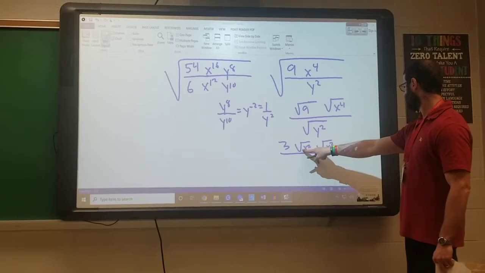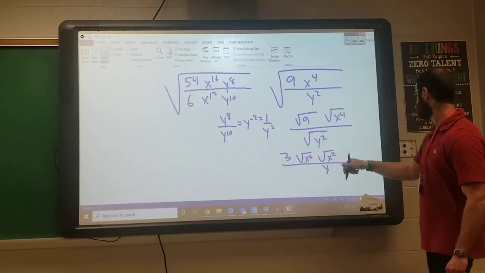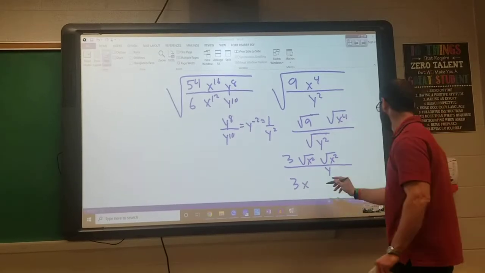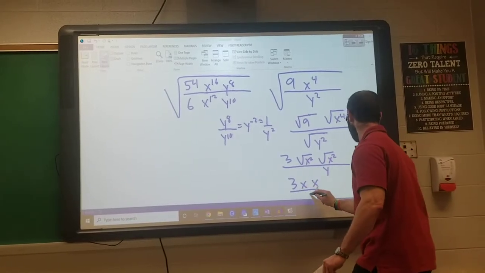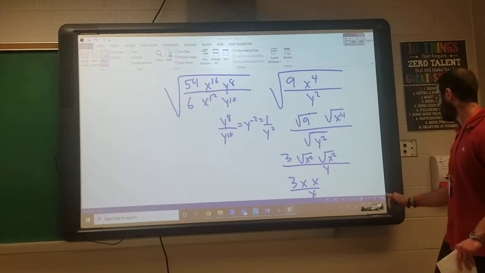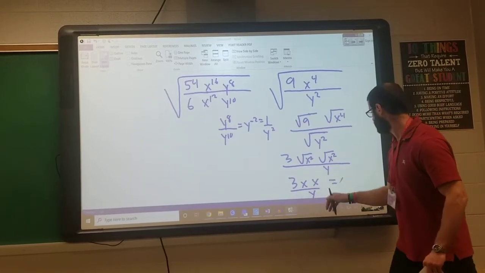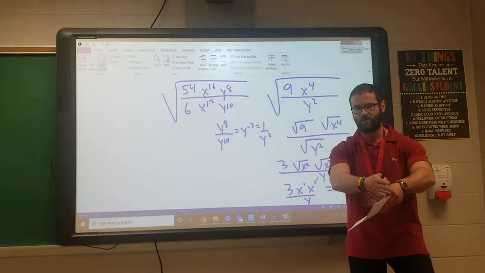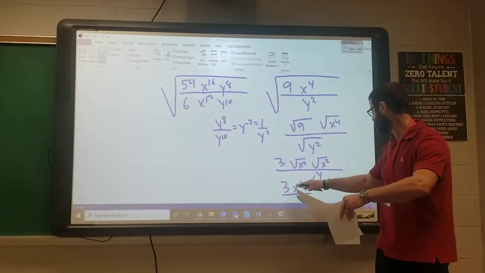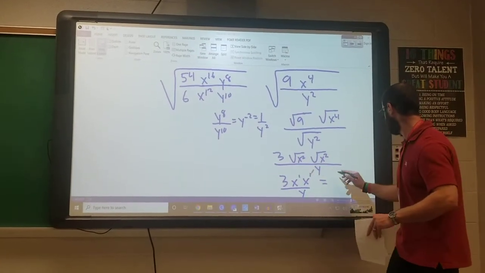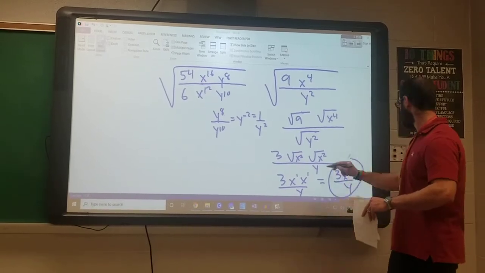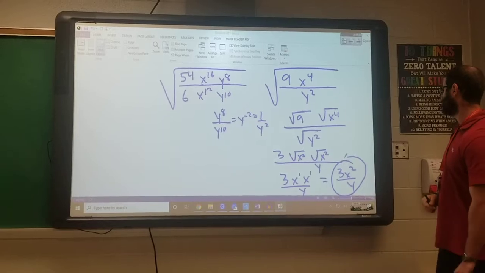But square root of x squared happens to be x. So I have 3x. Square root of x squared again is x. So 3 times x over y, and I can simplify that. What's x times x? Think of x to the first times x to the first. Multiplying terms with exponents with the same base, we add: 1 plus 1 is 2. So 3x squared over y would be our final answer.